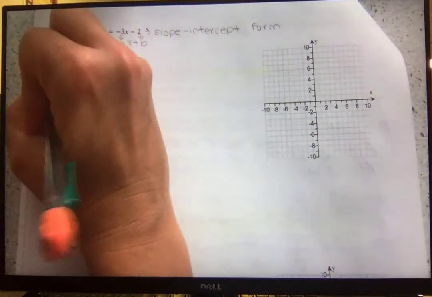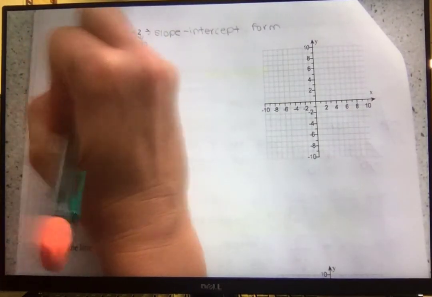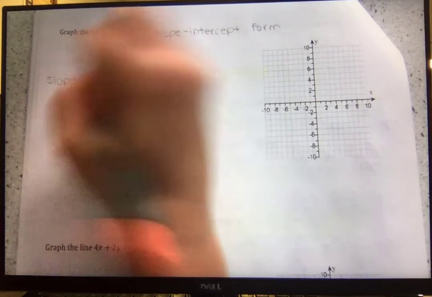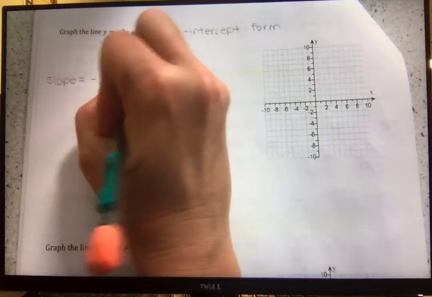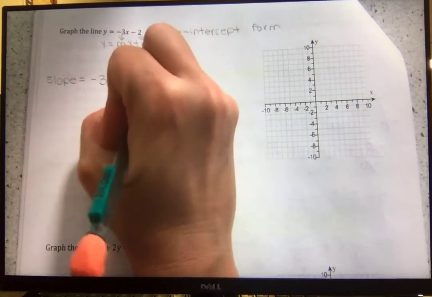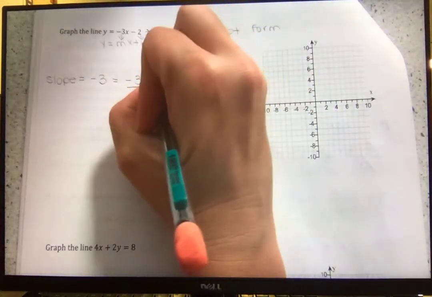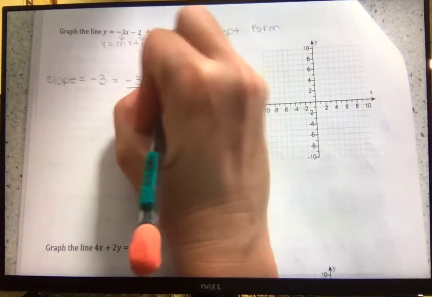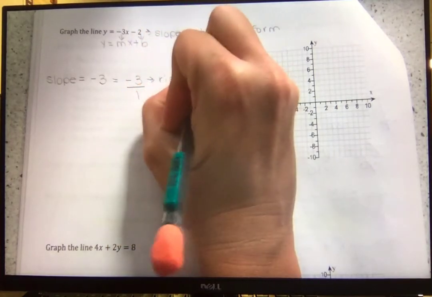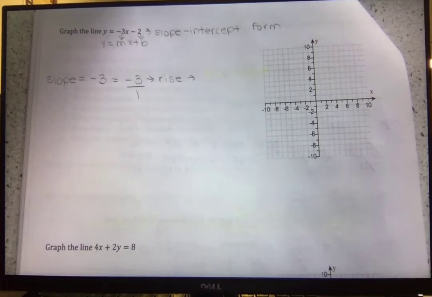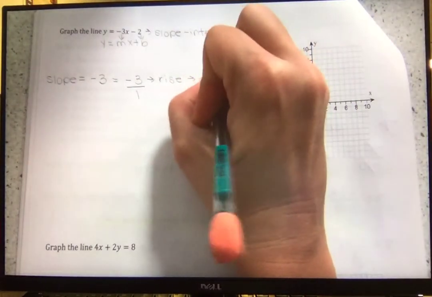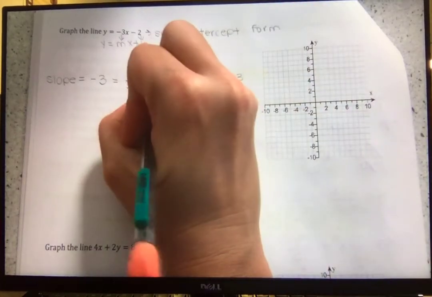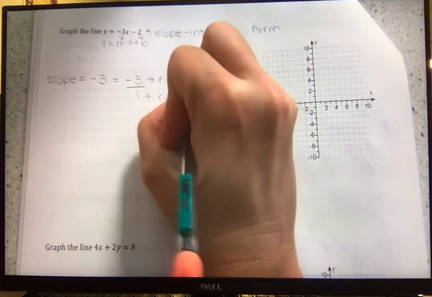So looking at this, what is our slope? Negative 3. We know it's going to be rise over run. So we know negative 3 is just negative 3 over 1. So we are going to rise negative 3. If we're rising negative, that means we go down. So if it's negative, we're going to go down 3. Our run is positive 1.